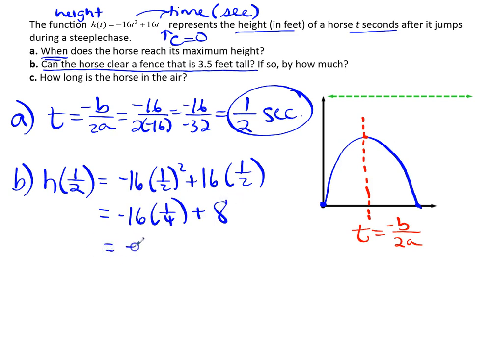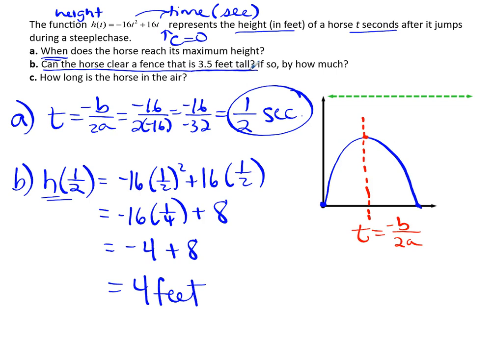Negative 16 times 1/4 is negative 4 plus 8 equals 4. What are the units for this? Well, it's height, so it's 4 feet. So can the horse clear a fence that's 3.5 feet tall? Yes, it clears it by 1/2 foot.